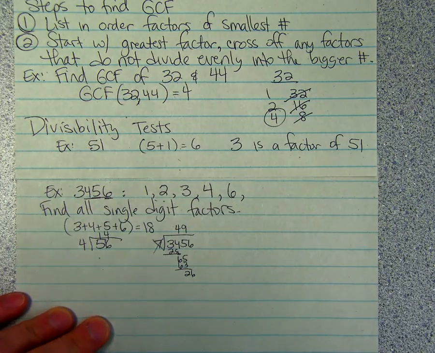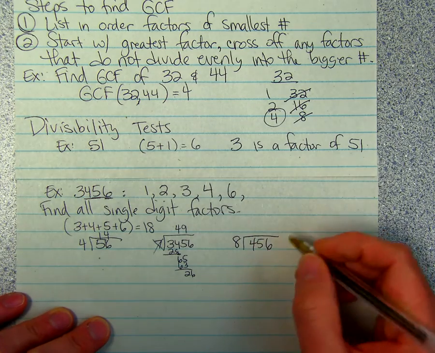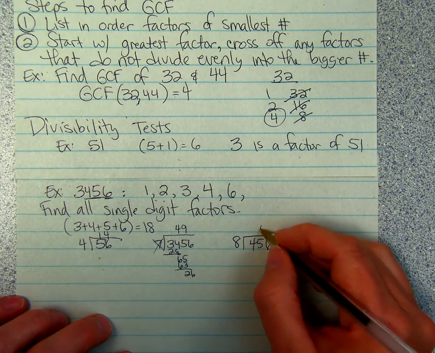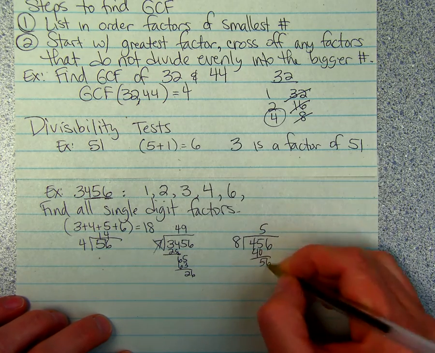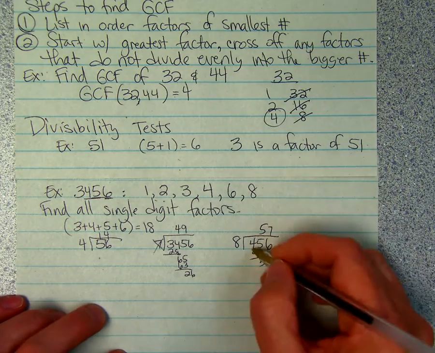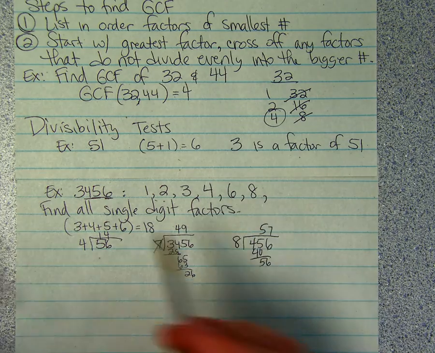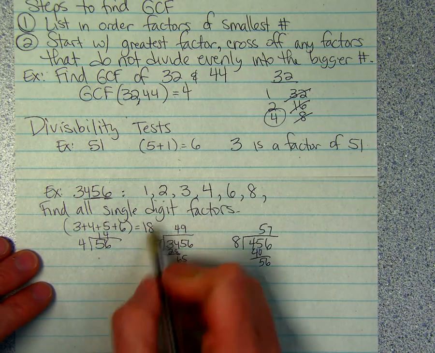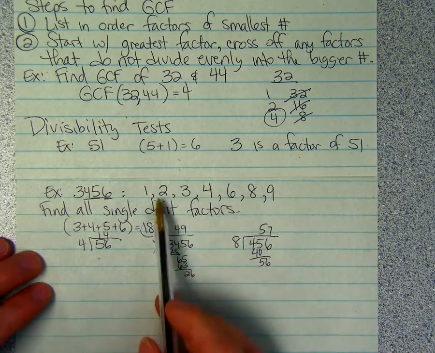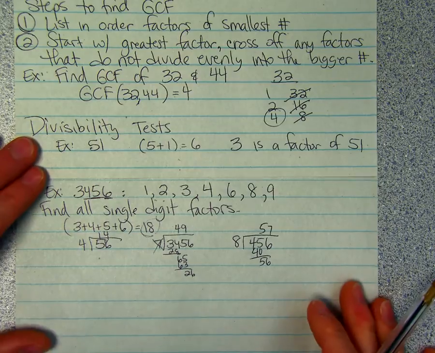8 will be a factor if it goes into the last 3 digits because that's the divisibility test for 8. So 8 times 6 is 48, so that must be 40, 50. Yep, 8 goes into it because 8 goes into the last 3 numbers. 9, you have to take the sum of the digits, which we already did. If 9 goes into that number, then 9 goes into the big number. So 10 is now a double digit, so those are all the single digit factors.